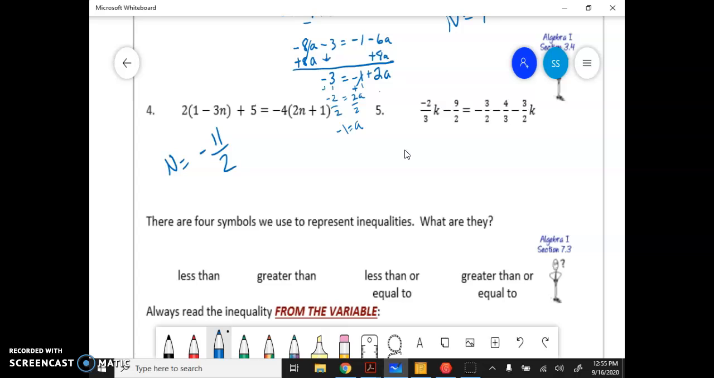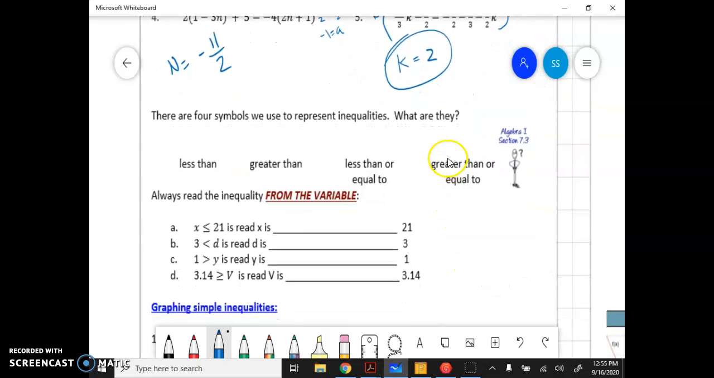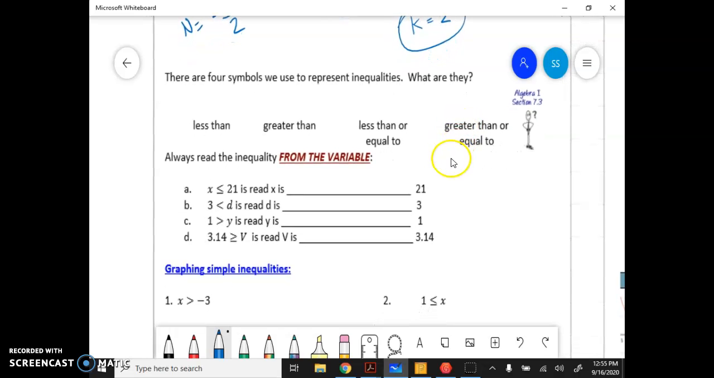You get -11/2. And number 5, hopefully you multiplied this whole thing by 6, because that's the least common multiple of 3 and 2. And eventually you should have gotten k is equal to 2. Okay, all right, that's just some review. Let's move on to what we're actually working on today.